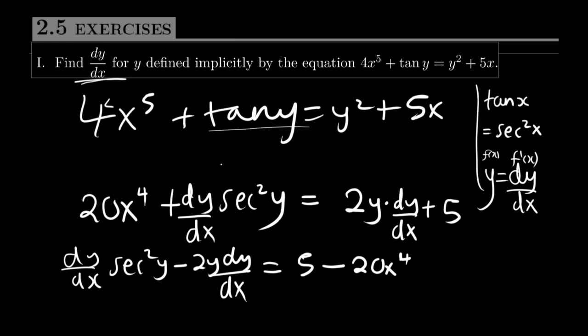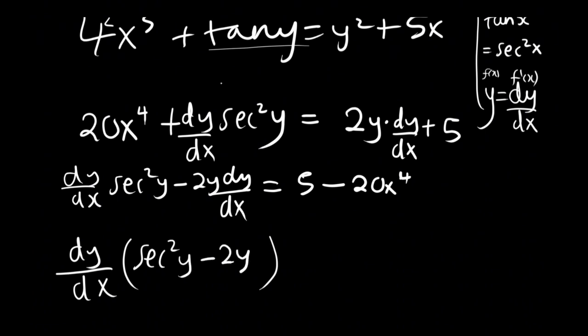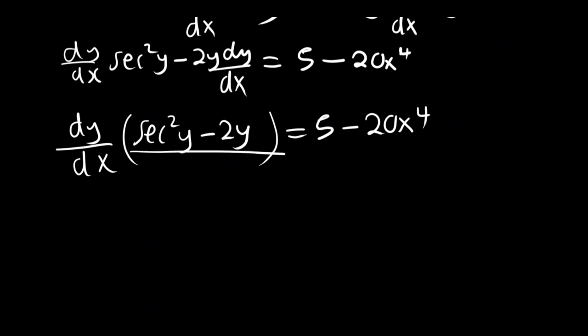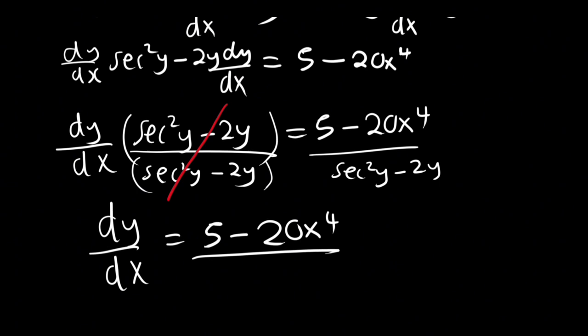Now let's just solve this. We will take common of dy over dx. And then when we take common, we'll have here dy over dx times (10 minus 2y) equals to 5 minus 20x^4. Then to get dy over dx, we will divide by (10 minus 2y) on both sides. Then this will cancel out, and we will finally have dy over dx as (5 minus 20x^4) divided by (10 minus 2y).